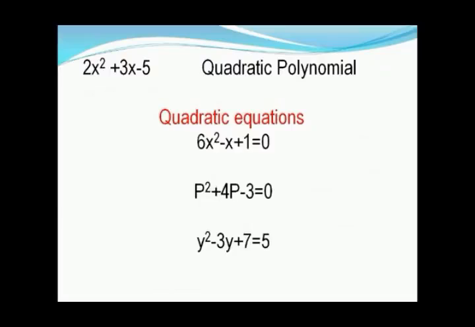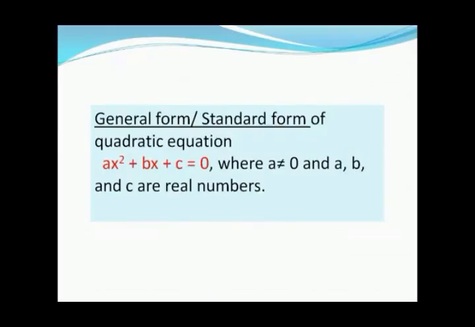For example, 6x squared minus 6 plus 1 equal to 0, or p squared plus 4p minus 3 equal to 0. Or we can take y squared minus 3y plus 7 equal to 5. Now, the standard form of a quadratic equation is ax squared plus bx plus c is equal to 0, where a is not equal to 0, and a, b and c are real numbers.